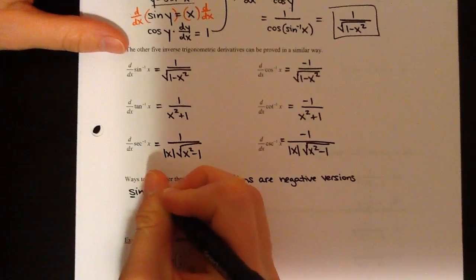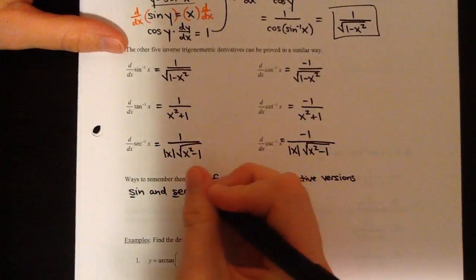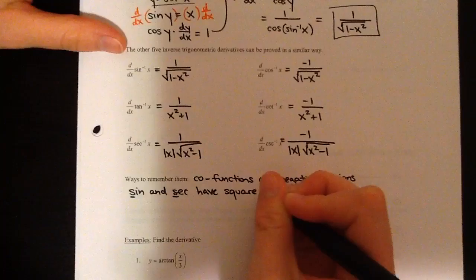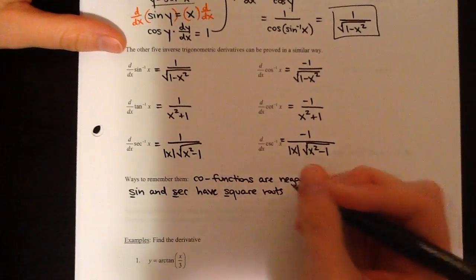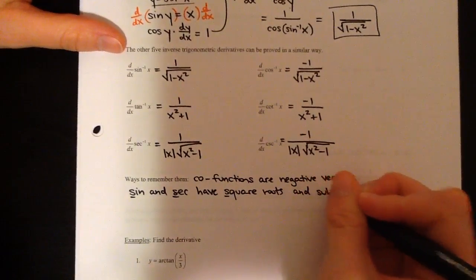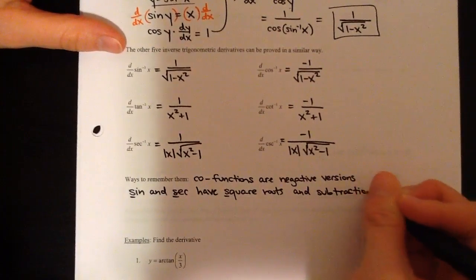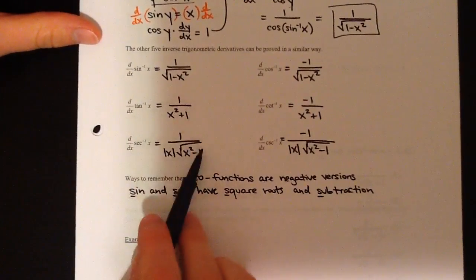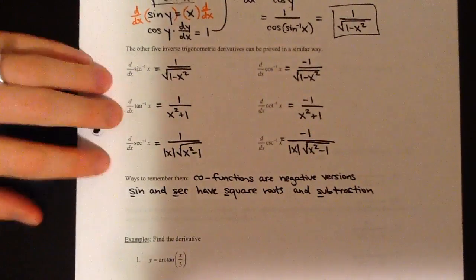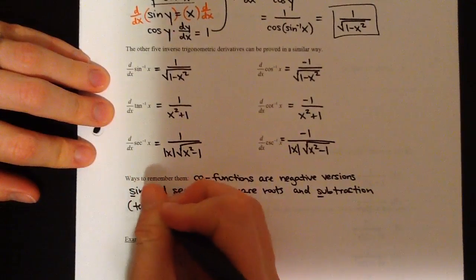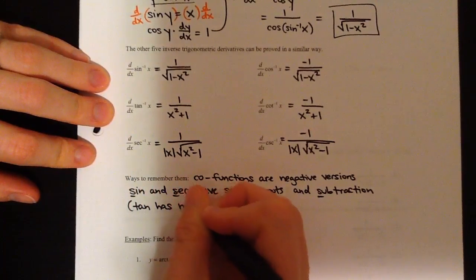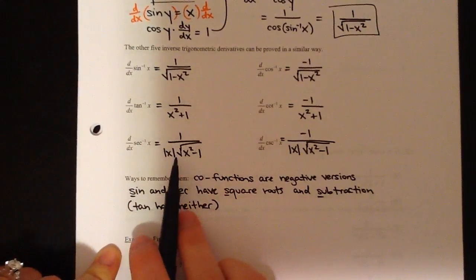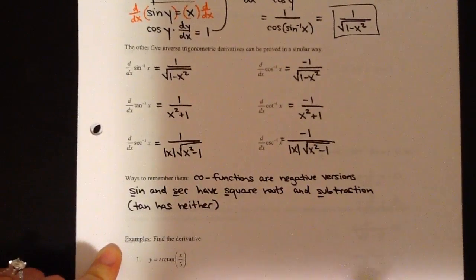So sine and secant have square roots and subtraction. So you can remember your alliteration for this one. Sine and secant have square roots and subtraction, whereas tangent has neither. The only thing you really have to remember on your own is that sine goes 1 minus x squared, secant goes x squared minus 1, but they both have square roots and subtraction.